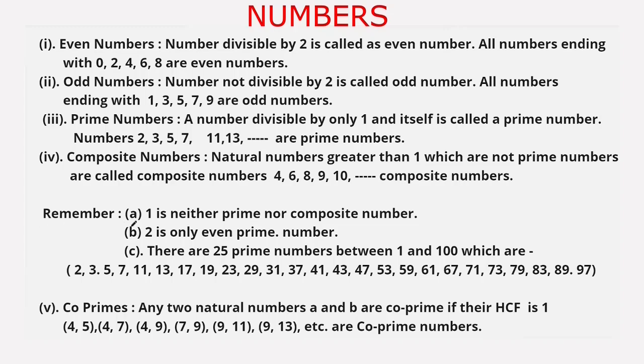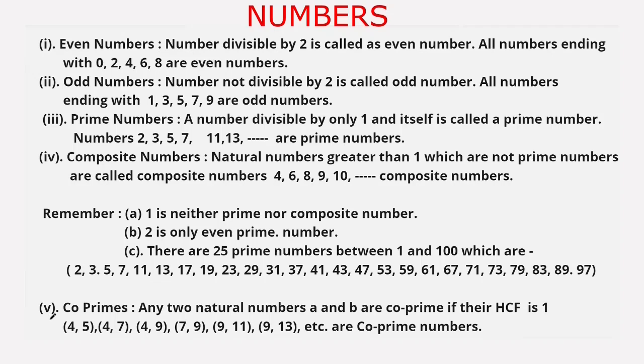To remember, part A, 1 is neither a prime nor a composite number. B, 2 is the only even prime number. And C, there are 25 prime numbers between 1 and 100, which are 2, 3, 5, 7, 11, 13, 17, 19, 23, 29, 31, 37, 41, 43, 47, 53, 59, 61, 67, 71, 73, 79, 83, 89 and 97. These are a total of 25 numbers between 1 and 100.